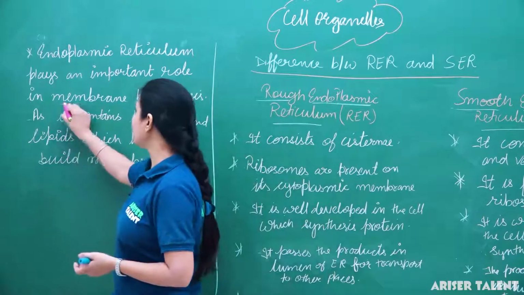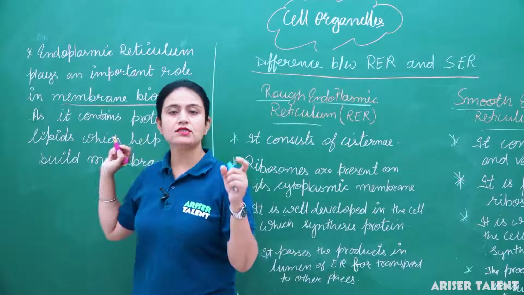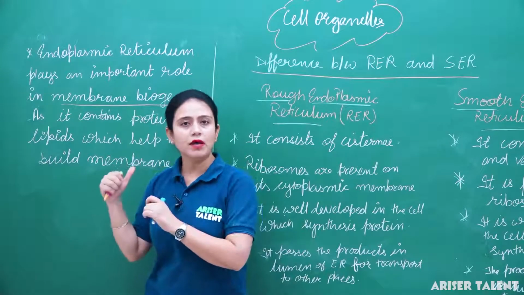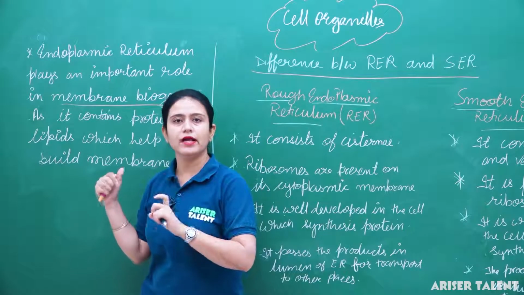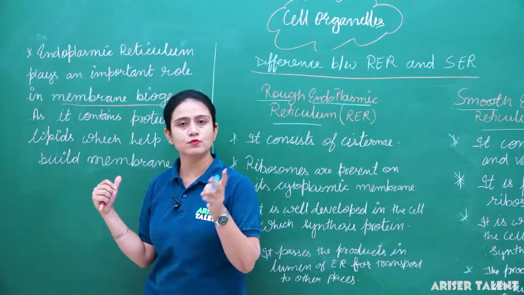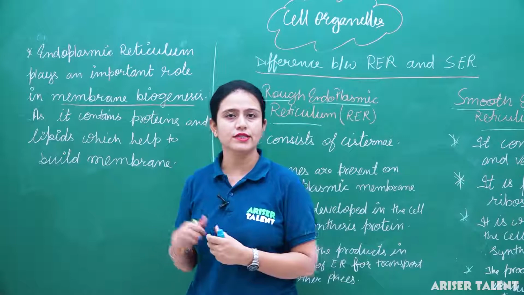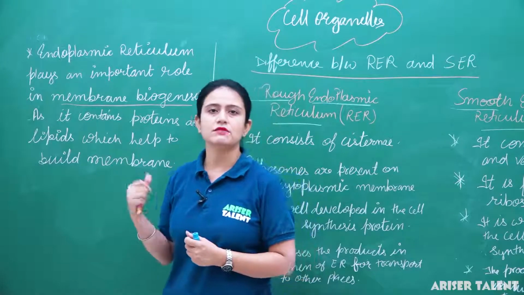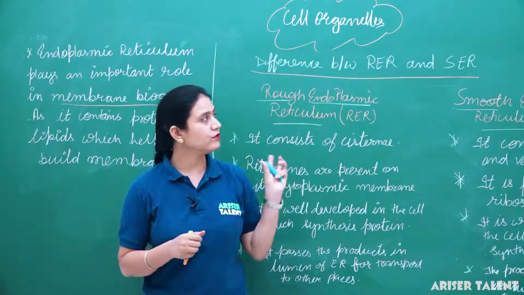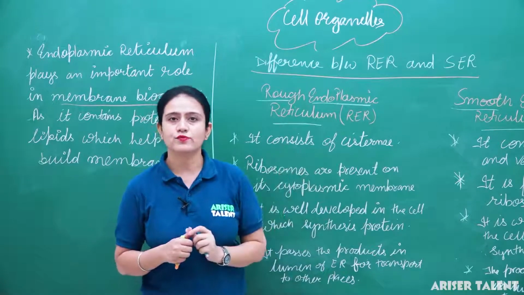Now, what is membrane biogenesis? Membrane biogenesis means the process to build the membrane of the cell, and it is generally done by endoplasmic reticulum because it contains both proteins and lipids. It is the site of synthesis of proteins and lipids. So, thus we can say it helps in membrane biogenesis. So, it was all about the endoplasmic reticulum.